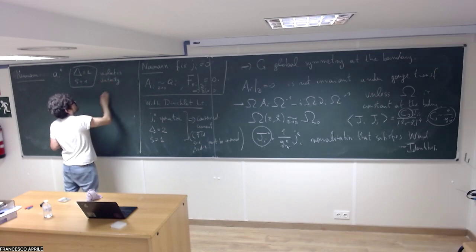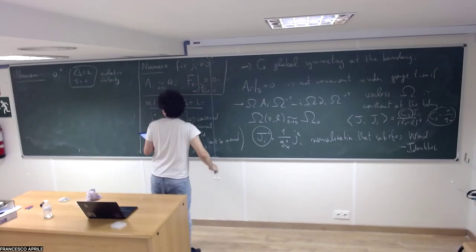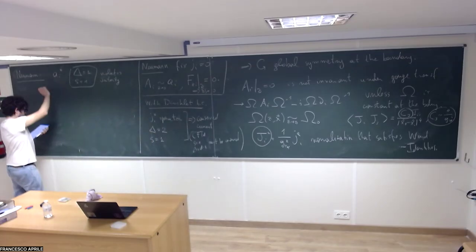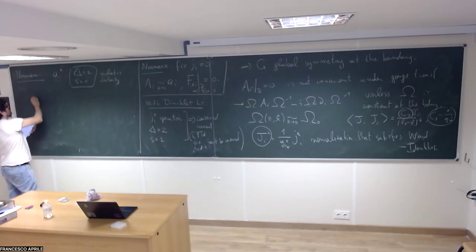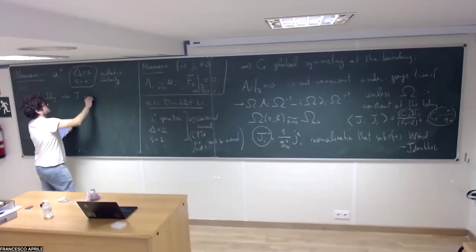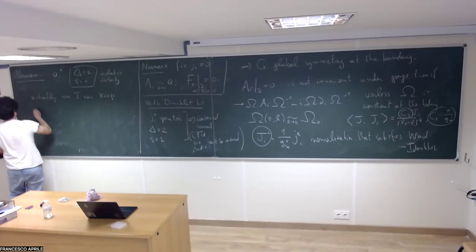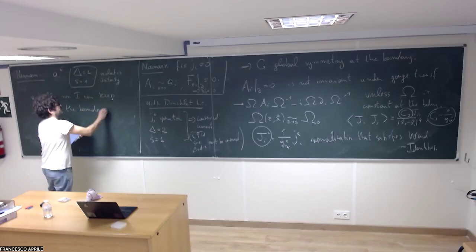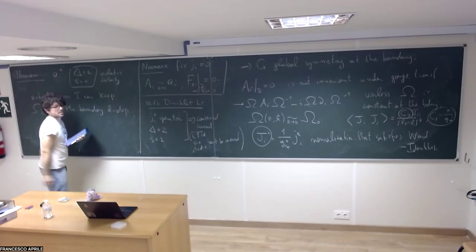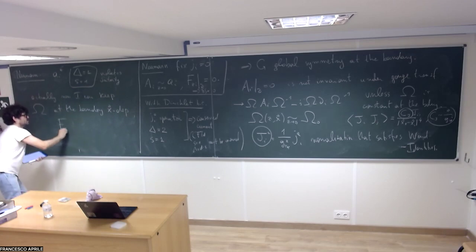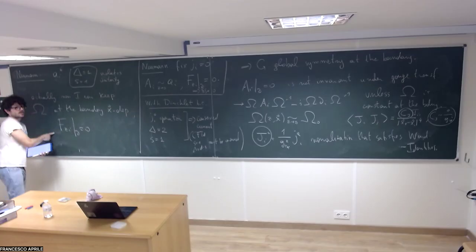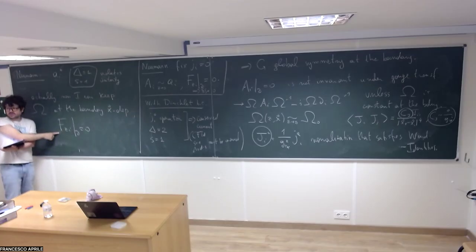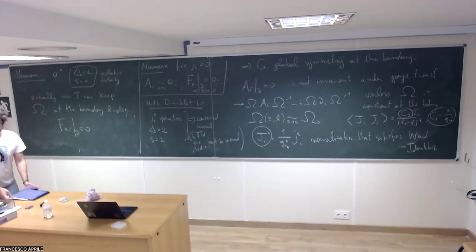So to make sense of it, you actually need to declare what is the right point of view. The right point of view is that actually now I can keep omega at the boundary to be x dependent. Why can I keep it to be x dependent? Because now my boundary condition is this. But this object transforms homogeneously under H transformations. So this boundary condition is left invariant if I do an H transformation at the boundary.